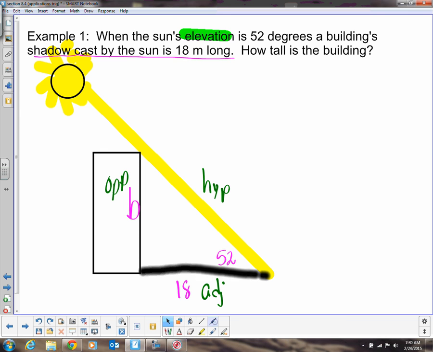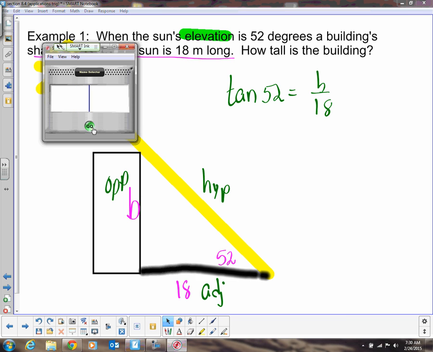Devin? How did you get that? Opposite, adjacent. Okay, and so how is that ratio going to be set up? B over 18. From here, you all should be able to take it. So really your skill today is to draw the picture, and then the picture will give you the problem.